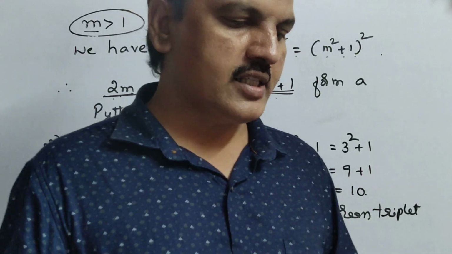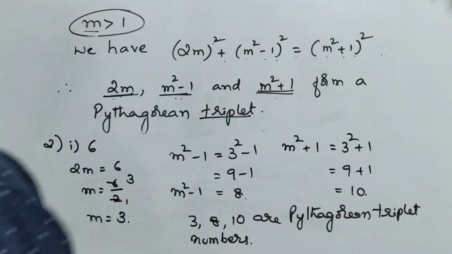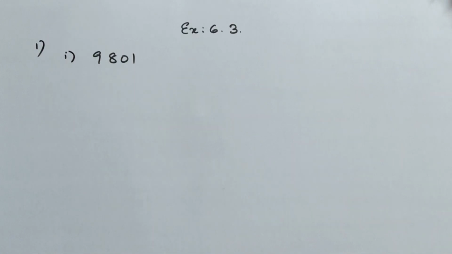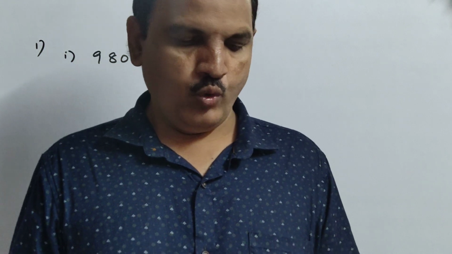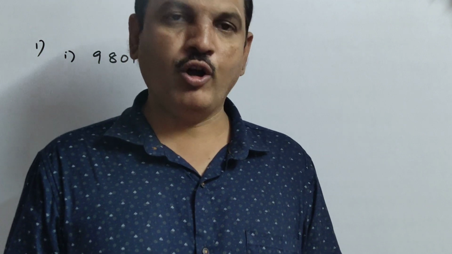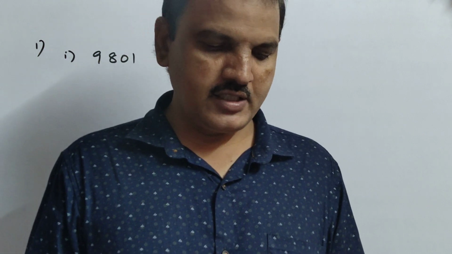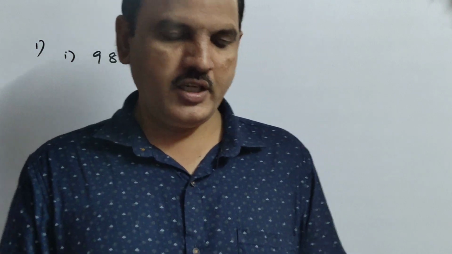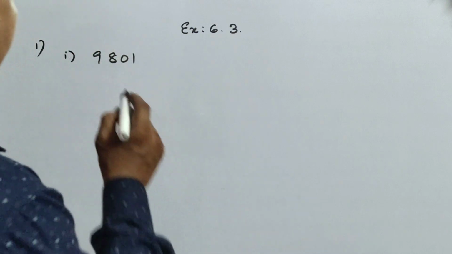Coming to exercise 6.3. Okay children, listen here. Exercise 6.3. What could be the possible ones digit, that is page number 102. What could be the possible ones digit of the square root of each of the following numbers? Here is given what could be the possible ones digit. Here the question is 9801.